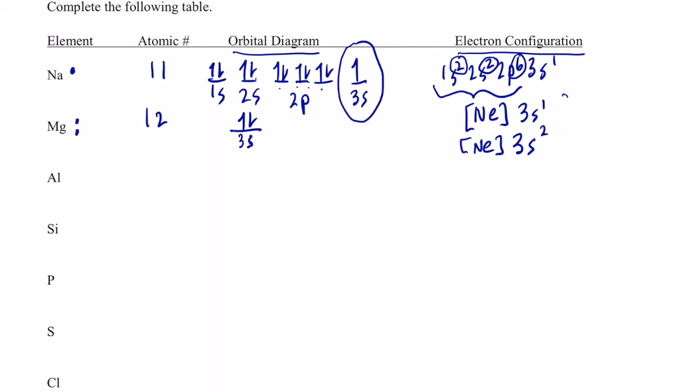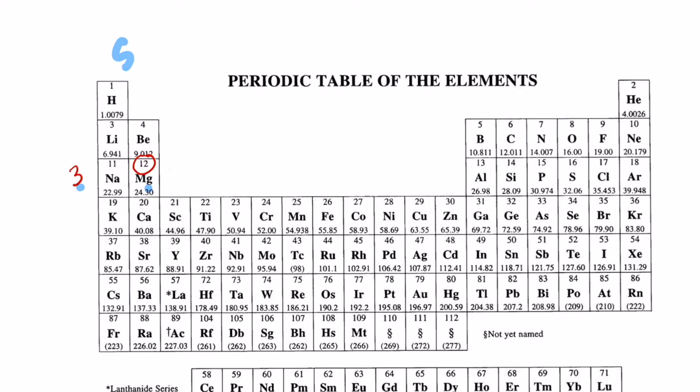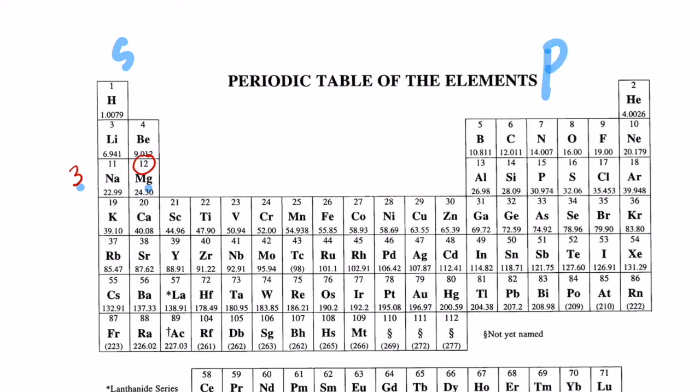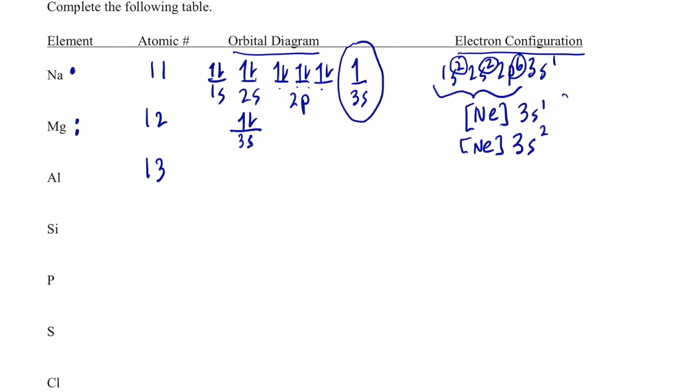Next up is aluminum. So aluminum's atomic number, folks, is 13. Going over to our periodic table, we're now going to be working with the P block way over here. And here is aluminum, folks. So after 3s2, we're going to go to 3p1. It's the first element in that P block. So we would have neon in brackets for aluminum, then 3s2, 3p1.